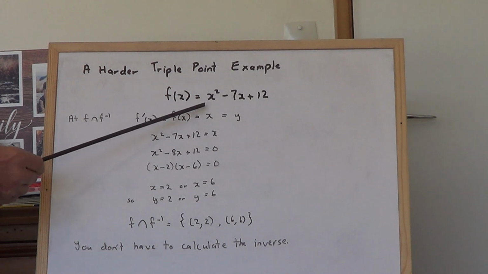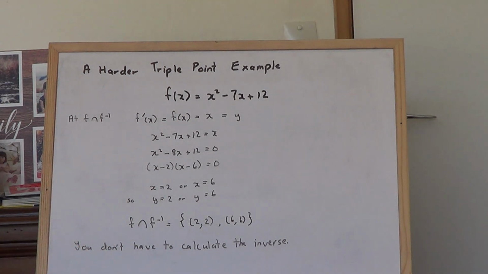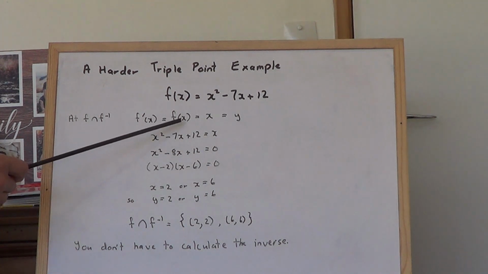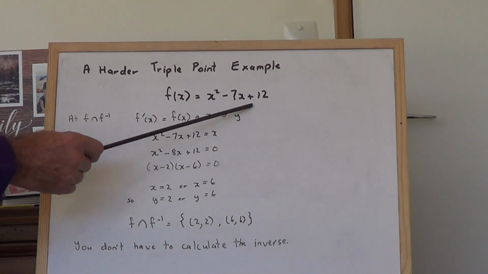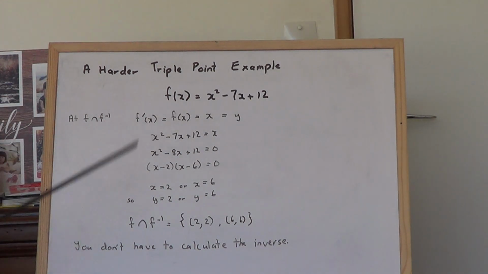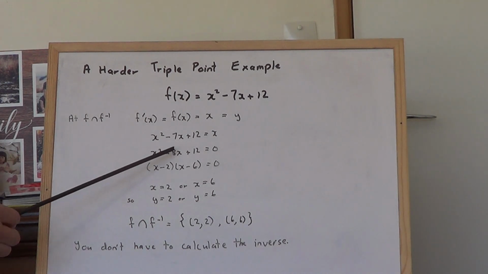Now here's the function, x squared plus 7x plus 12. Now finding the inverse of that's not very easy. However, if you want to find f intersection f to the minus 1, you write down the equation. The inverse function is equal to the function is equal to x is equal to y. Take the middle section there, that thing there is equal to x. Take x away from both sides. x squared minus 8x plus 12 equals 0.